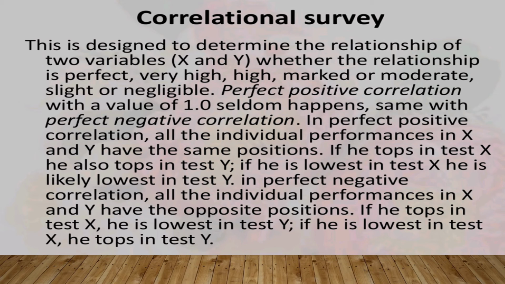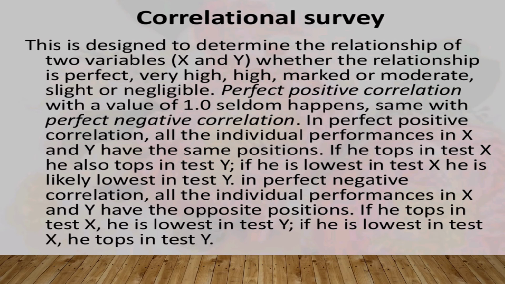In perfect positive correlation, all the individuals' performances in X and Y have the same positions. If he tops in test X, he also tops in test Y. If he is lowest in test X, he is likely lowest in test Y.